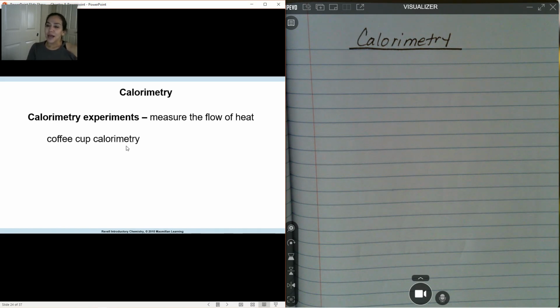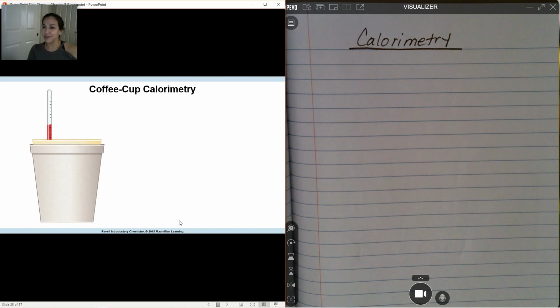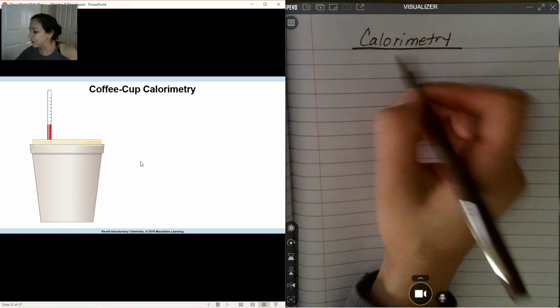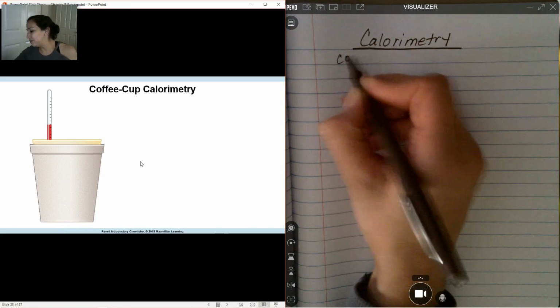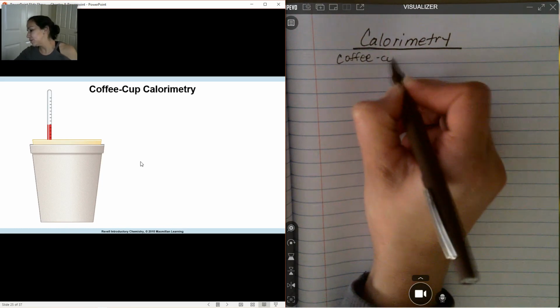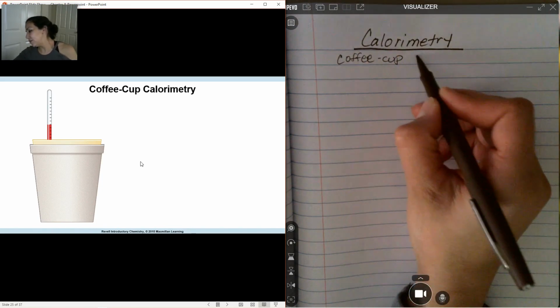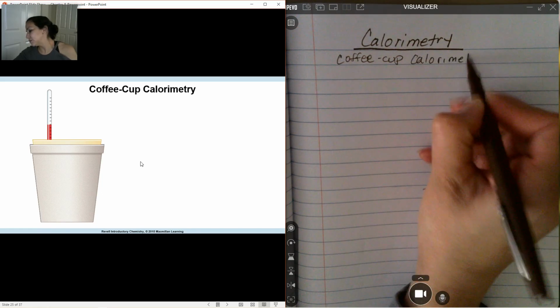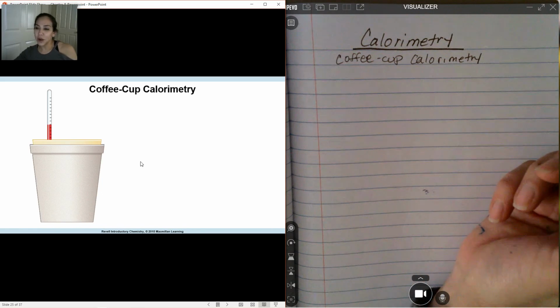Okay, so calorimetry experiments measure the flow of heat. You have a coffee cup calorimeter and you have a bomb calorimeter. Coffee cup is just a cheap way. You just need coffee cups, your substance, which is water or something else, a thermometer, and something to wrap it with. Oh, there you go, this is what a coffee cup calorimeter looks like. So in calorimetry, you have the coffee cup, which is just an insulated cup, and you have the other one, which is our bomb calorimetry.